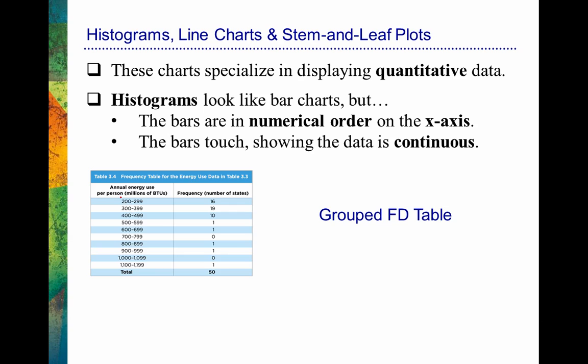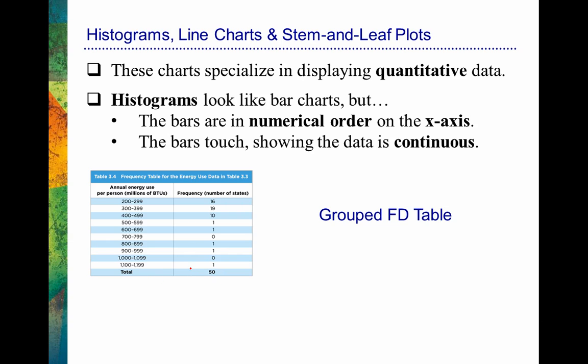In this particular example, we have a grouped frequency distribution table. So you see that we have these groupings. It's representing the annual energy used per person in millions of BTUs. So it's just a measurement of energy used. And then the number of states that fall within that category, in that grouping. So there are about 16 states that are not using all that much energy altogether. And then we can see some that are using really quite a bit. Total, all the 50 states.